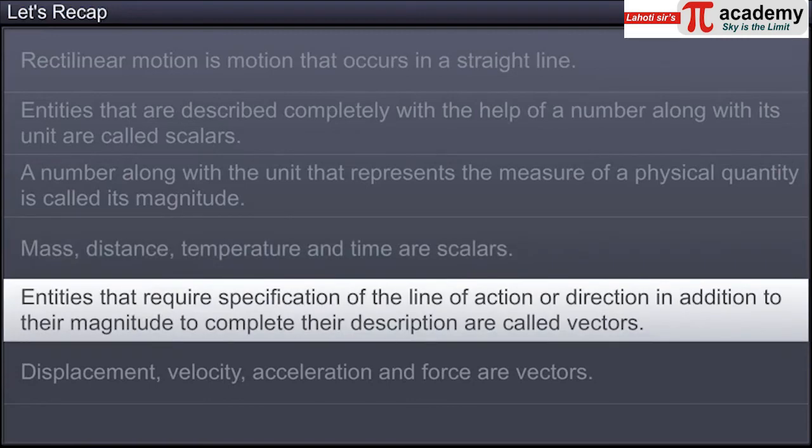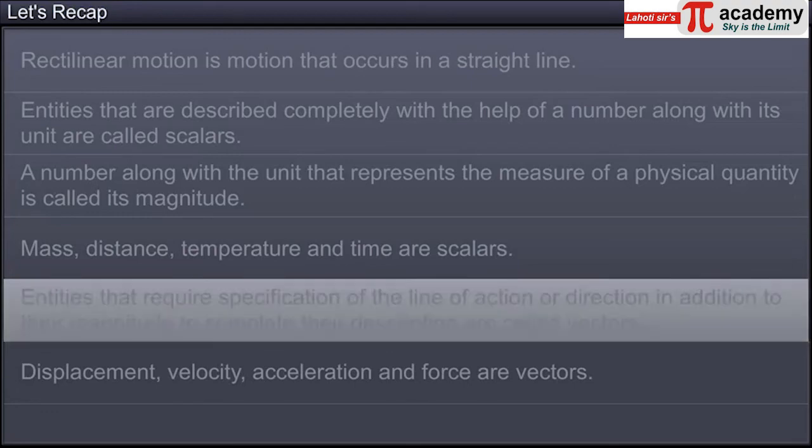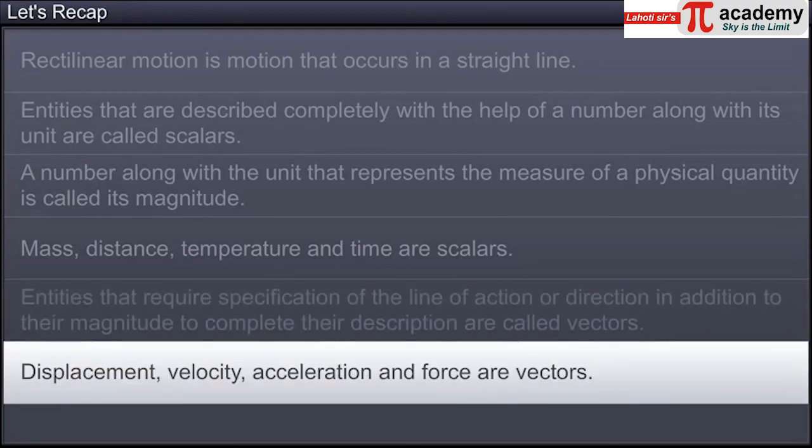Entities that require specification of the line of action or direction in addition to their magnitude to complete their description are called vectors. Displacement, velocity, acceleration, and force are vectors.